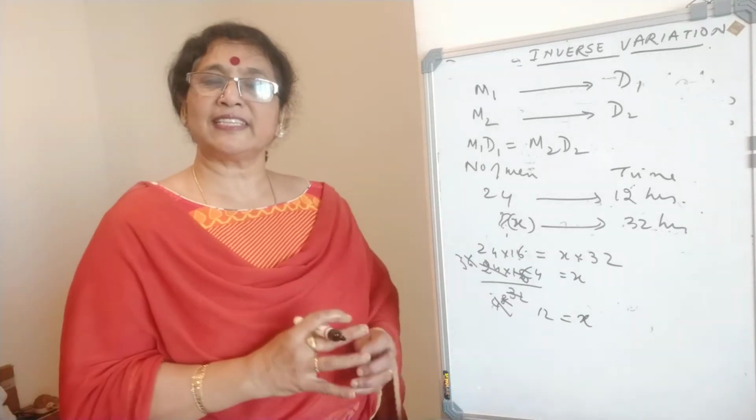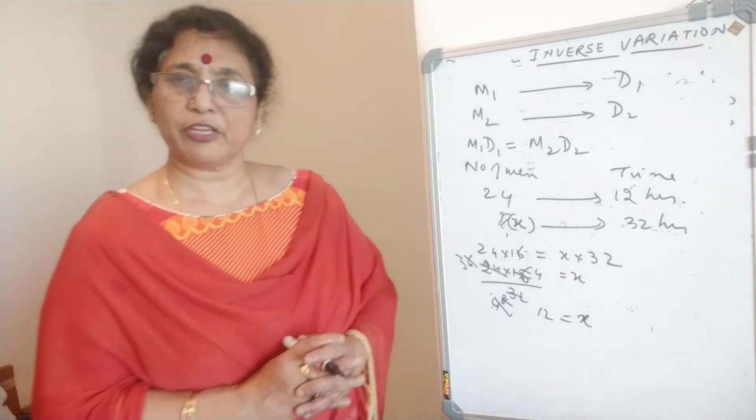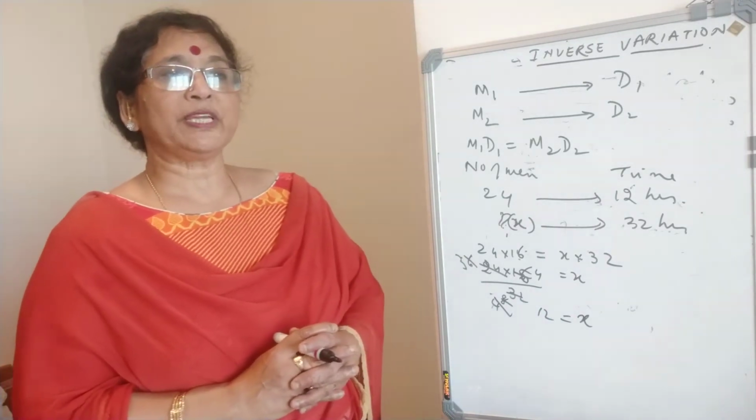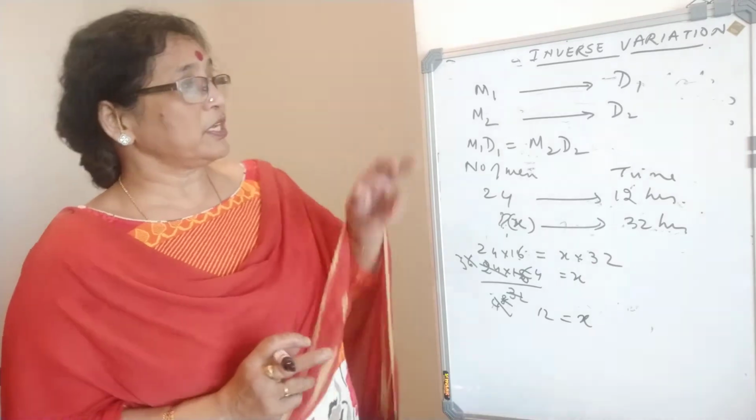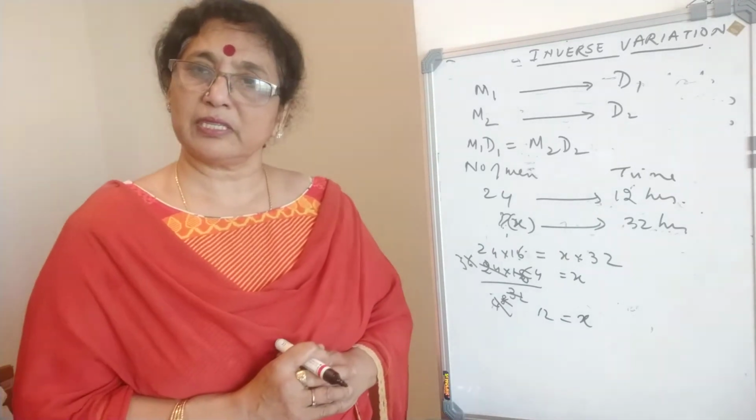Okay children, 6th and 7th, I'm continuing with my direct and inverse variation, video 2 of this day. So we did direct variation. So here, inverse variation is when one quantity increases, the other quantity decreases.